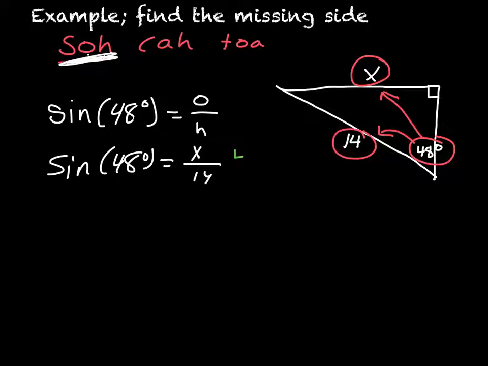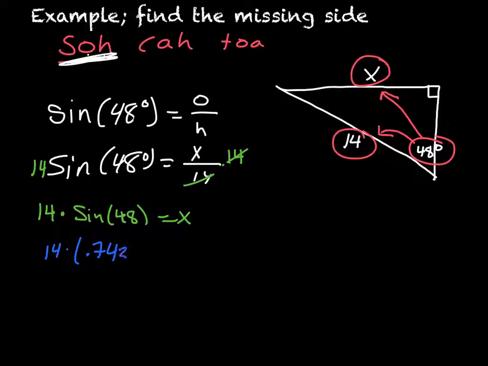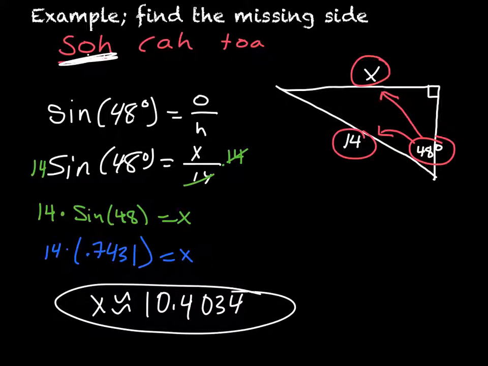So I'm going to multiply both sides by 14 to cancel out the 14. So I have 14 times sine of 48 equals my x. So that's what I type into my calculator: 14 times sine of 48, which is about 0.7431, equals x. So I'm going to type that, and I get x is approximately equal to 10.4034, and that would be your final answer.